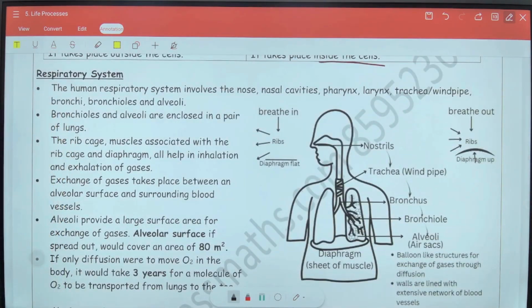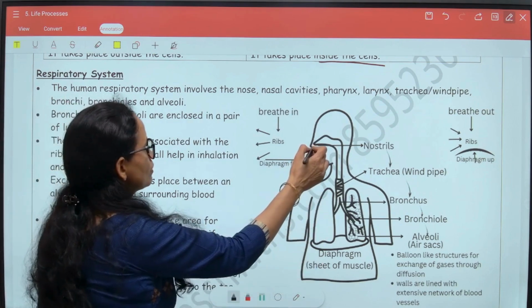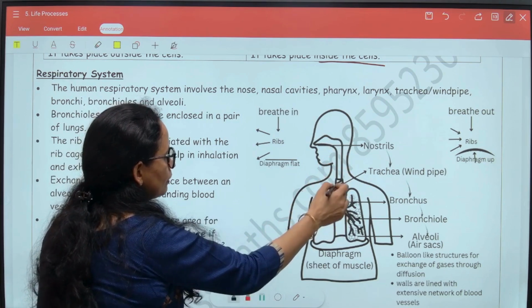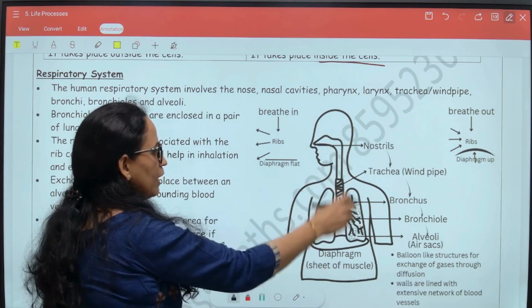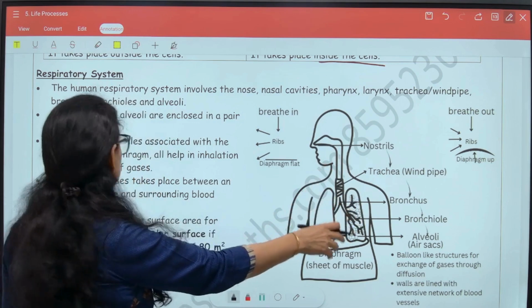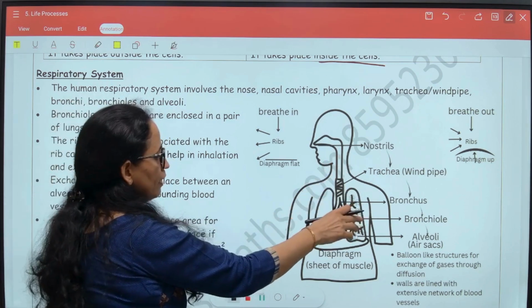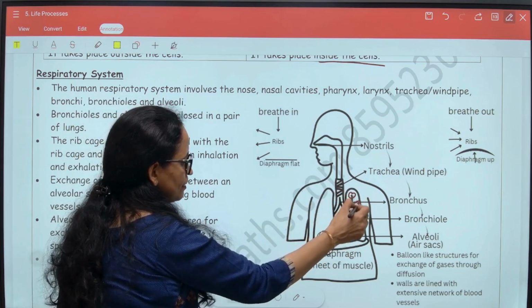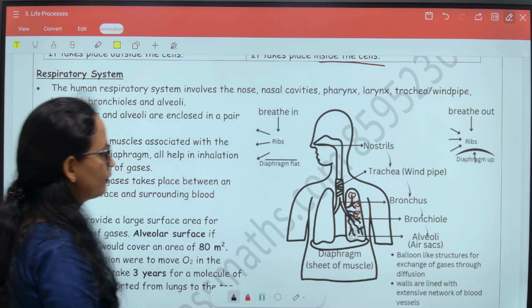The human respiratory system consists of the nose, nasal cavity, pharynx, larynx, and trachea, also known as the windpipe. Then we have the two bronchi, and then bronchioles, and in the end we have alveolar sacs. So, alveolar sacs are at the end of this, right?